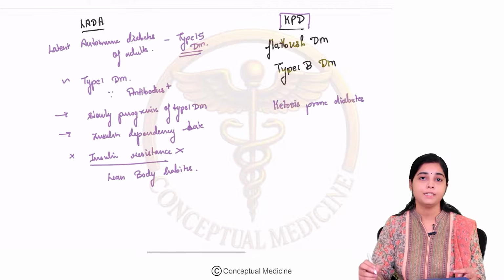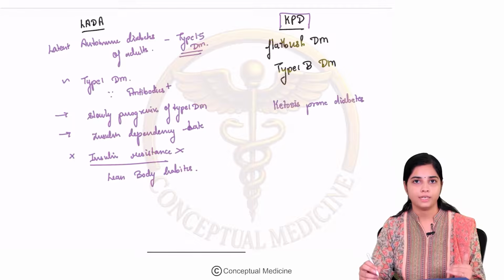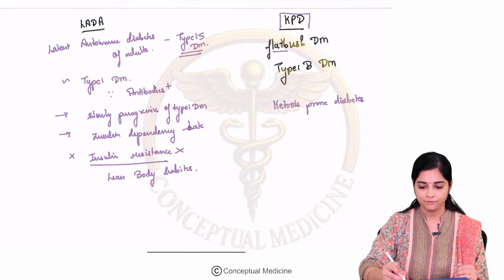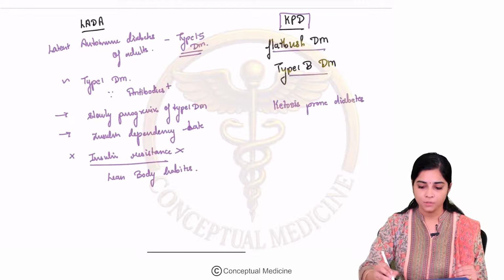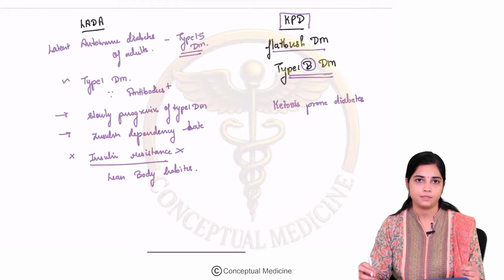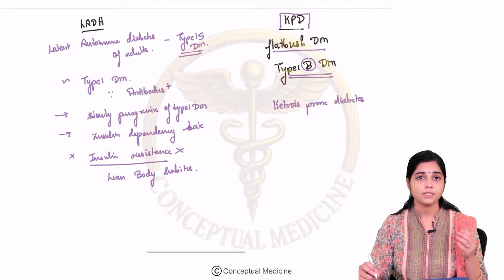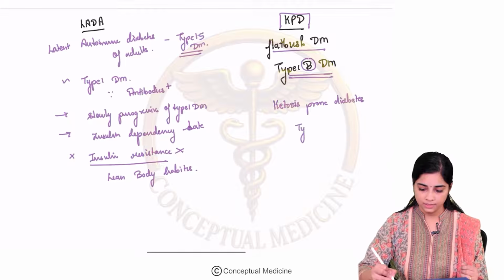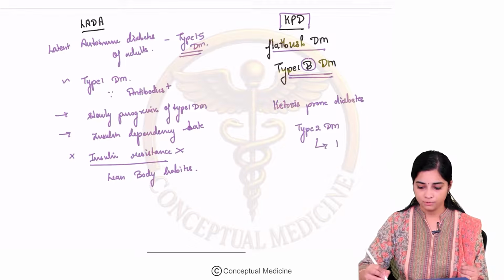Okay. KPD refers to ketosis prone diabetes. The other names are Flatbush diabetes or type 1B. It's not 1.5. Type 1B diabetes. So what is the importance of ketosis prone diabetes? As the name suggests, this is usually a type 2 diabetes patient who is very prone to diabetic ketoacidosis.